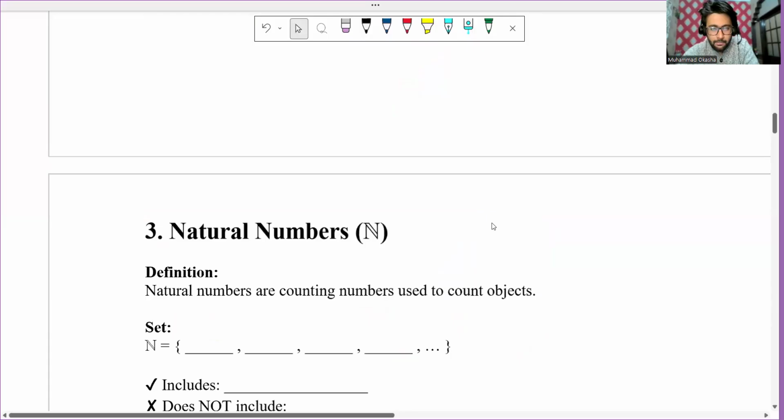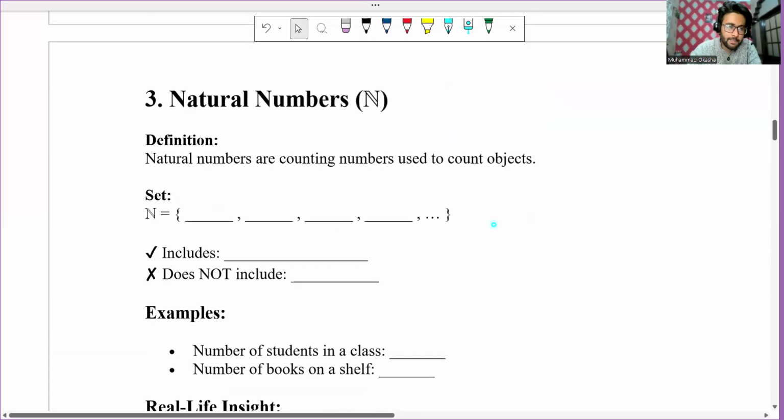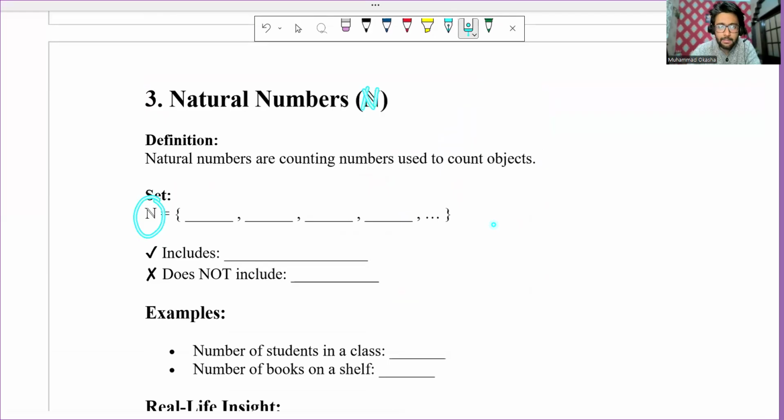What are natural numbers? Well, we use this alphabet to denote a set of natural numbers. This N means we're talking about natural numbers. Natural numbers are counting numbers. So for example, when we count the number of students in a class, there could be 30 students in a class. In the case of your class, there could be more than 50 students, but you cannot have 50 and a half students. You cannot have 60.3 students. Make sense?